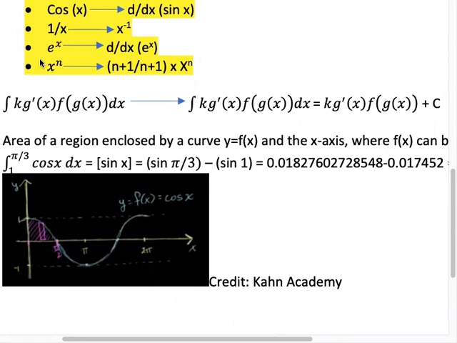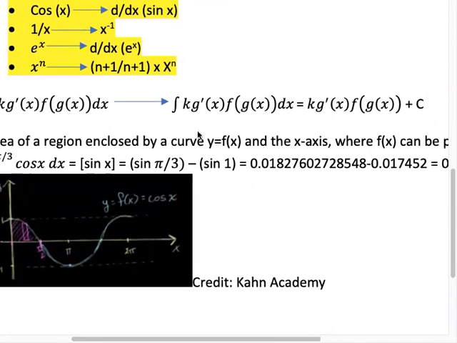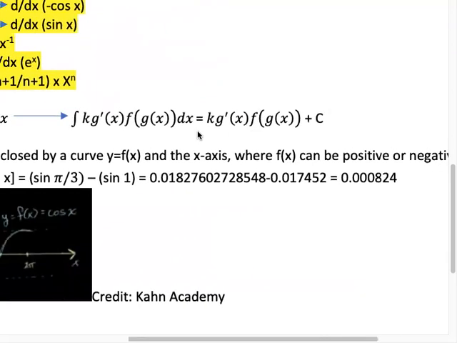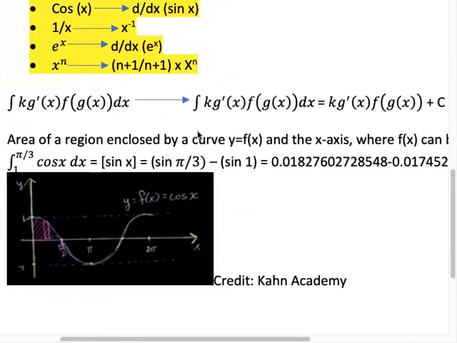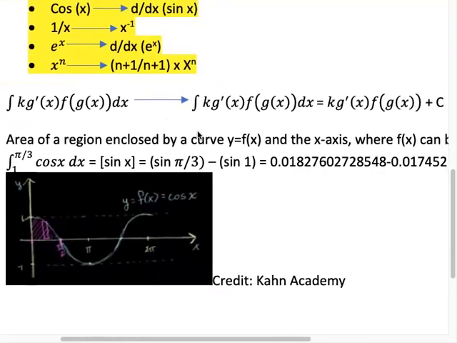So this is also for an area of a region enclosed by the curve y of x. But this time the f of x can be positive or negative, okay? So it's a bit different, as you can see. Without reading all of this out, because that would be probably a waste of time, I'm just going to go over how to actually do it.